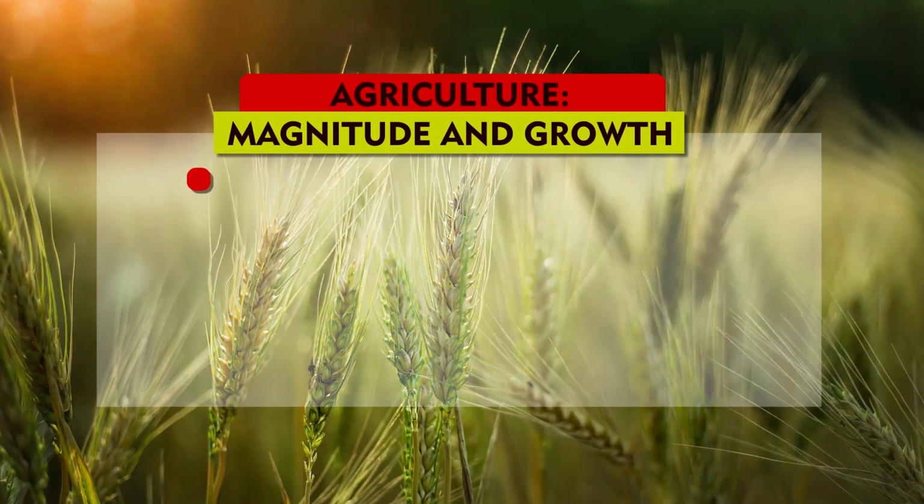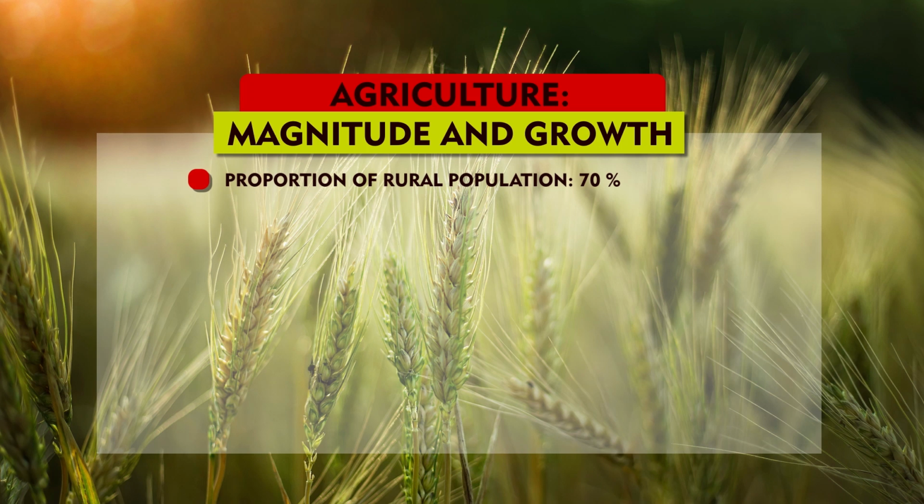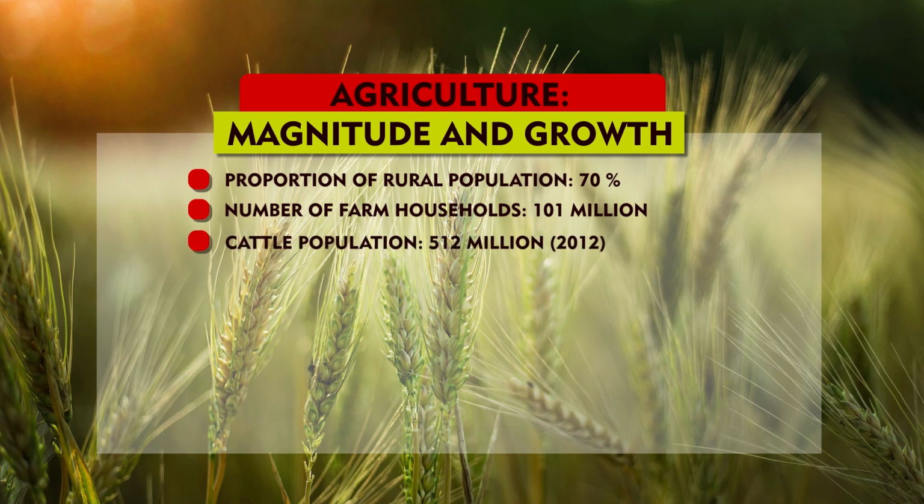Agriculture is a very big sector in the country, and a major employment providing sector. Around 70% of our rural population depend on the agriculture sector. Actually, 70% of the population in the country lives in rural areas, and the number of farm households related to agriculture is 101 million, and we have a cattle population of 512 million according to the livestock census 2012, and we have a net cultivated area of 142 million hectares in the country.